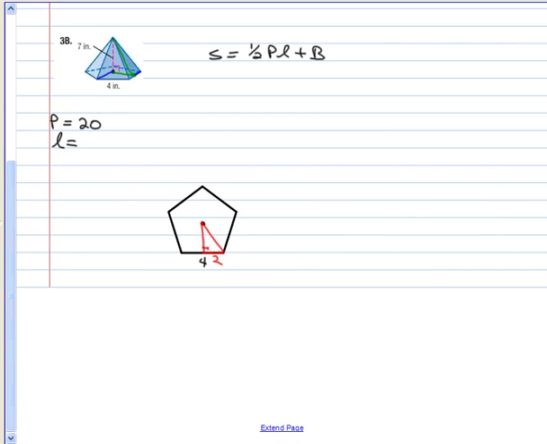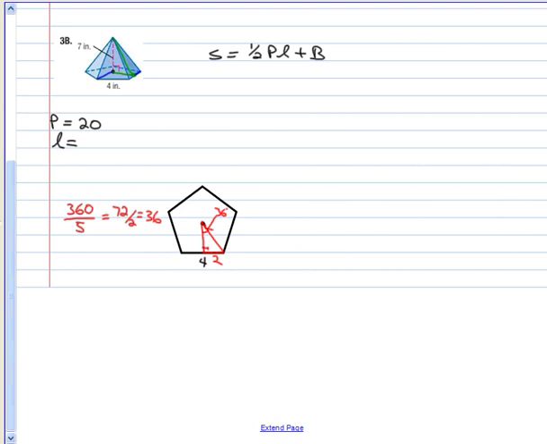And I can figure out what this angle is. How will I figure out that angle? 360. We'll divide it by 5, which gives us how much? And then what will I do with that 72? We'll divide it by 2, 36. We know that angle is 36 degrees. So it's not a special triangle.